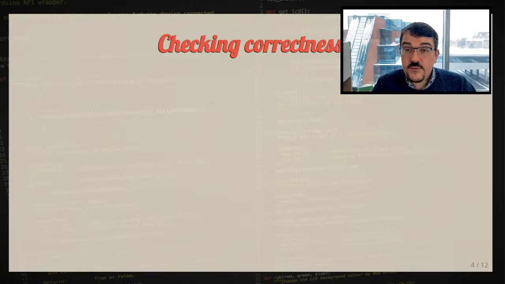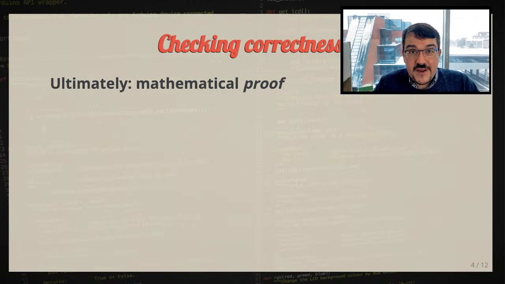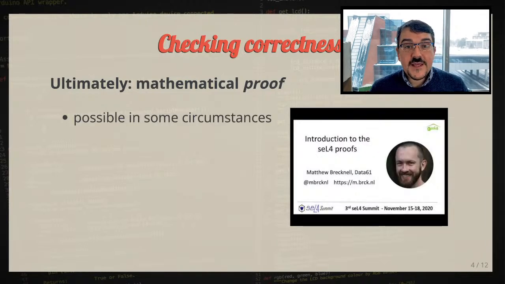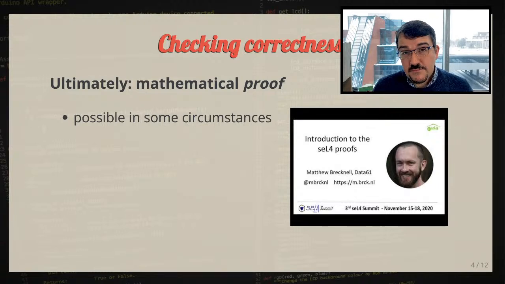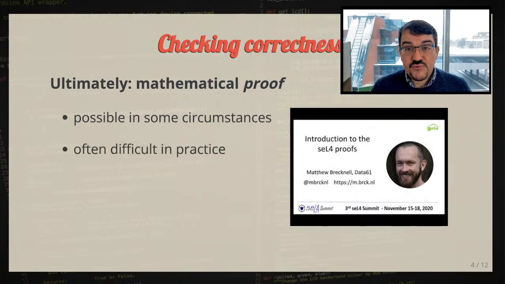So ultimately, what would be really nice would be if we could use mathematical proof. If we could prove the correctness of our software, then that would be great, because if you prove something correct, then I guess it's correct. And in some circumstances, that is possible, for relatively small pieces of code that do extremely specific things, where it is possible to specify their behavior very tightly. It is possible in some circumstances to prove that your code is in fact correct. But in practice, this can be really difficult.